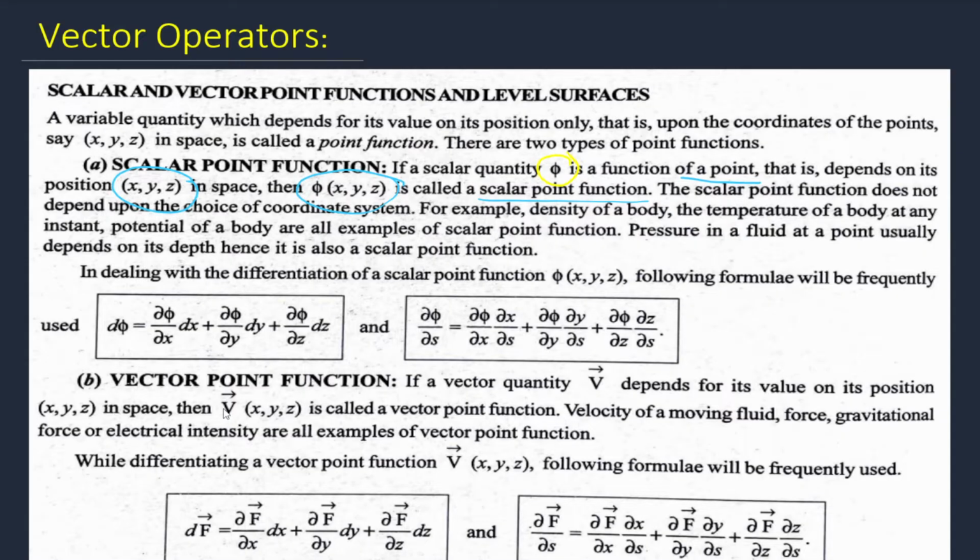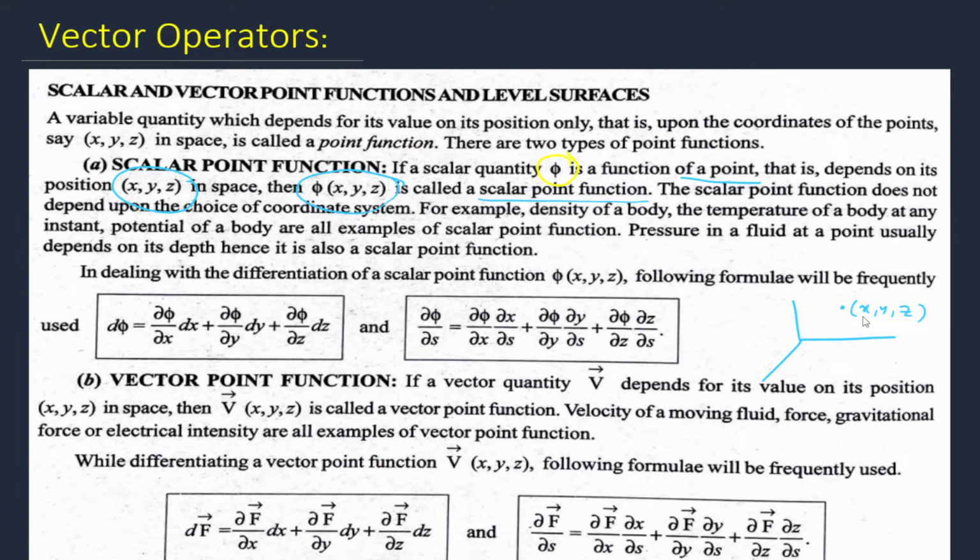Let us take a scalar quantity phi. If phi is dependent on x, y, z, what is x, y, z? Any point in space. Suppose if we draw x axis, y axis, and z axis, and this point is suppose x comma y comma z, and if phi is dependent on x, y, z, if x, y, z change, then phi will also change, but there is no direction here. Direction is not involved here. Only phi will change with the values of x, y, and z, and x, y, z are scalar numbers, the Cartesian coordinates. So phi is a scalar function.